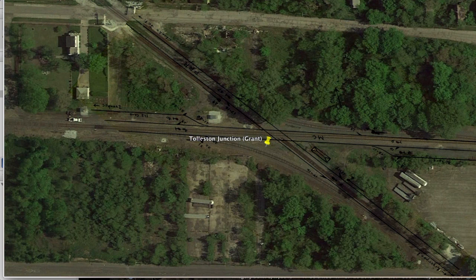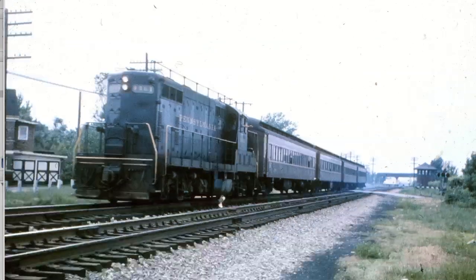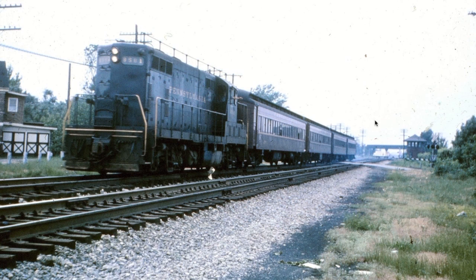I got a picture of Tolleson Tower somewhere. Okay, this is the photograph of Tolleson Tower here. I wanted to show you guys. Now back here is the Gary and Western Bridge. All right, and this is the Pennsylvania Railroad on the Fort Wayne branch. So the interlocking would have been back here. This is one of the few photographs that I've seen of Tolleson Tower, and this is from the 60s. You see David Ingalls, 1962. I'm pretty sure that tower looked different as well in 1918.